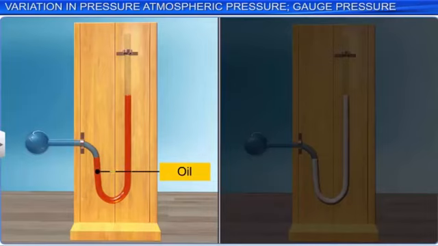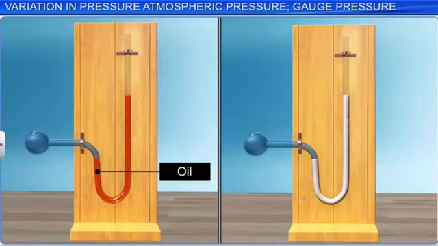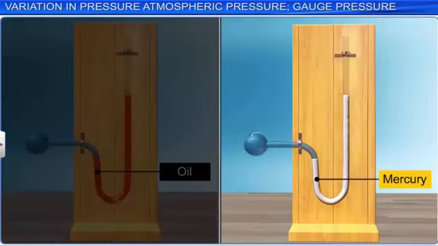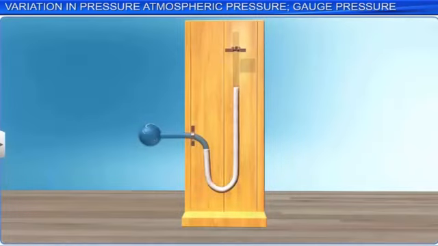where ρ is the density of the liquid, g is the acceleration due to gravity, and h is the manometer height, which is the difference in the height of the liquid in both the limbs of the manometer. Here, the gauge pressure P minus Pa is equal to ρgh.